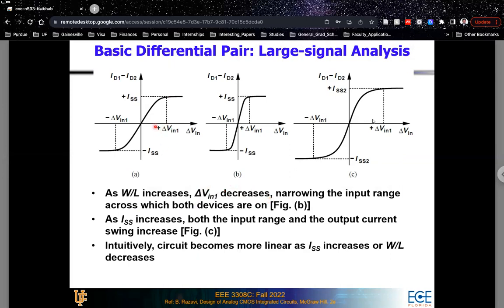Now, if del V in decreases, it will narrow this input range across which you'll have a linear relationship between your del V in and your output quantities. Similarly, if your ISS increases, then both the input range and the output current swing will increase. So intuitively, what you can say is that the circuit will become more linear as the current through the circuit increases, or W over L for the transistors decreases.